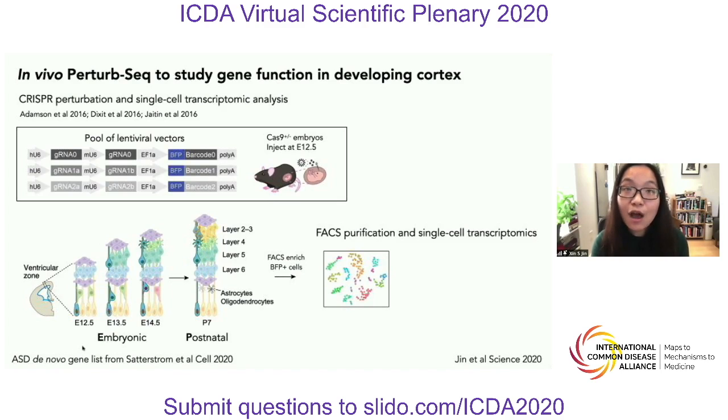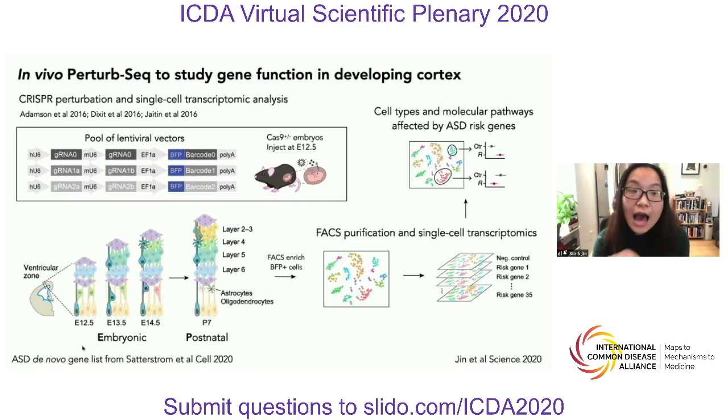So instead of injecting one vector at a time to study one risk gene at a time, we can inject a pool of lentivirus targeting a pool of 35 autism risk genes and only computationally resolve each individual cell and their perturbation identity. So by performing this in vivo pooled genetic screen, our question is, across this cohort of autism risk gene perturbations, what are the molecular substrates and cell types that are affected by maybe convergent subsets of these autism risk genes?